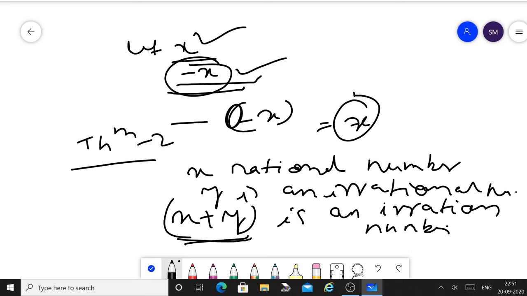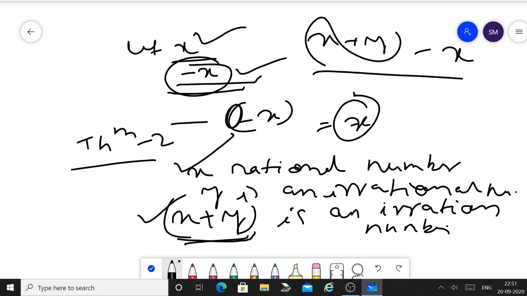Suppose x plus y is not an irrational number. This means x plus y is a rational number. x is also a rational number. Then x plus y minus x must be a rational number, because in our previous class we have already studied the properties of rational numbers.